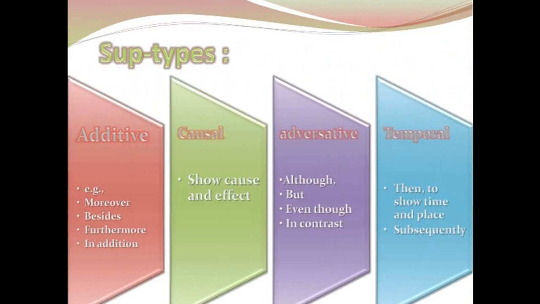These are subtypes of conjunctions: additive, causal, adversative, and temporal. Additive, as its meaning suggests, includes moreover, besides, furthermore, in addition. Causal shows cause and effect. Adversative includes but, even though, in contrast. Temporal, such as then, subsequently, shows time and place. Temporal mostly shows us the procedure.